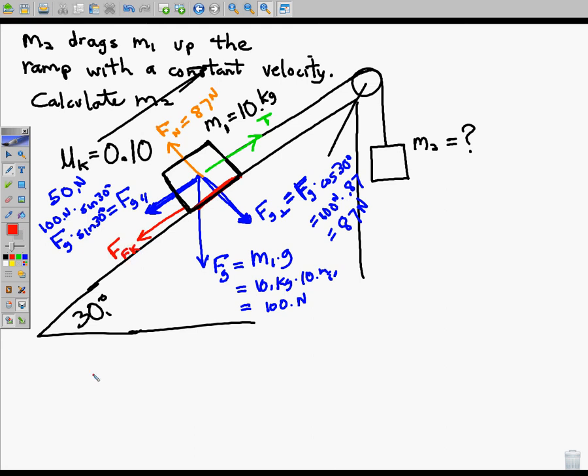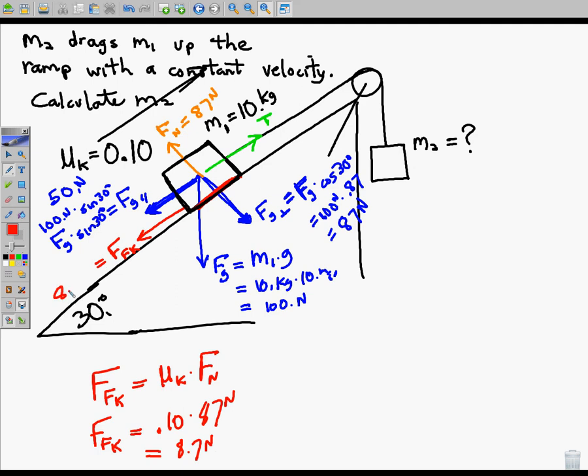And we can calculate that FFK. FFK is equal to mu sub k times the normal force. FFK is equal to 0.10 times the normal force, 87 newtons. So that's going to be 8.7 newtons.